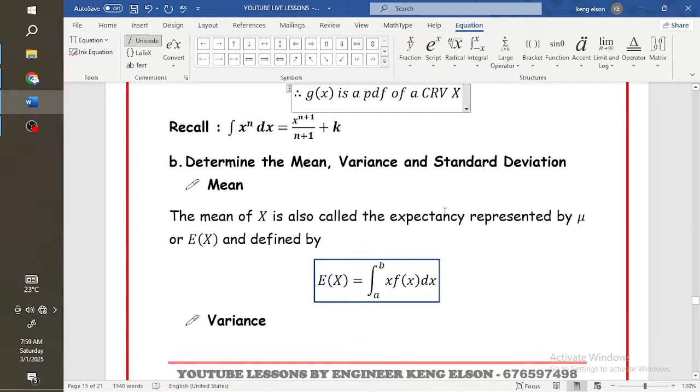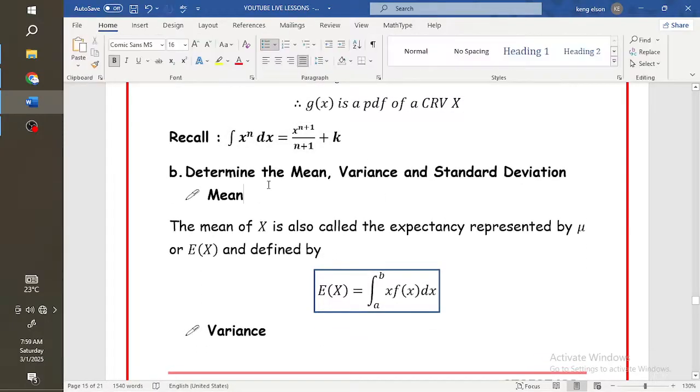Now the second objective is we need to determine the mean, the variance, and the standard deviation of a continuous random variable. So the mean, let's begin with the mean. The mean of x is also called the expectancy or the expected value, and it is represented by the symbol mu or E of x. Most of the times we use E of x, showing that it is a mean of x.